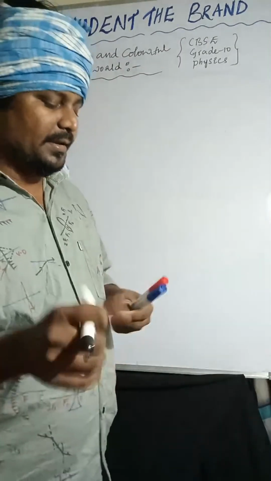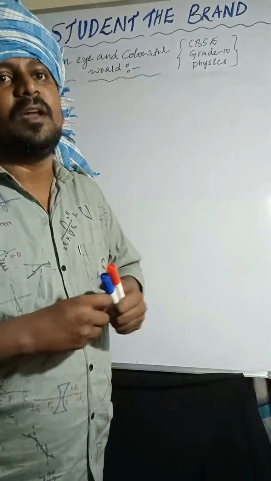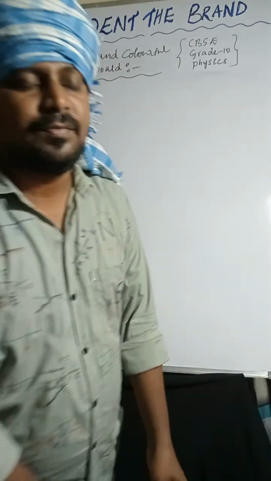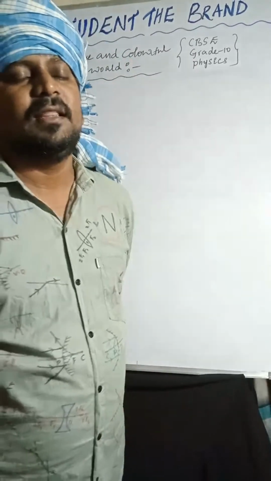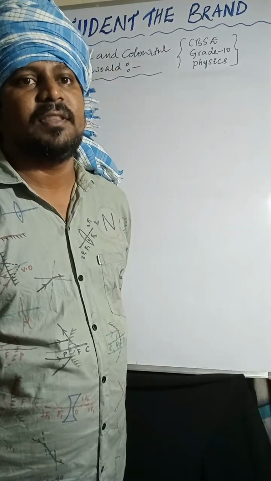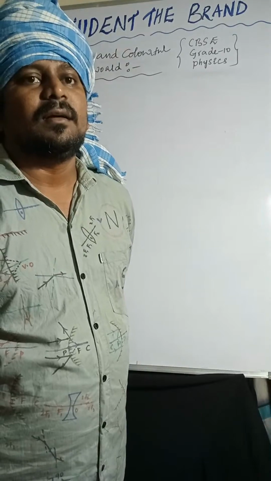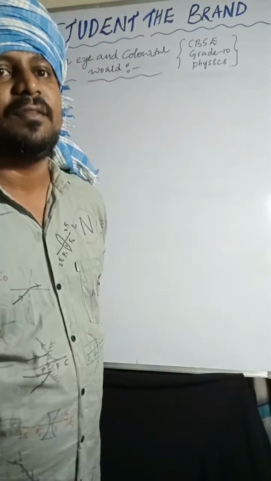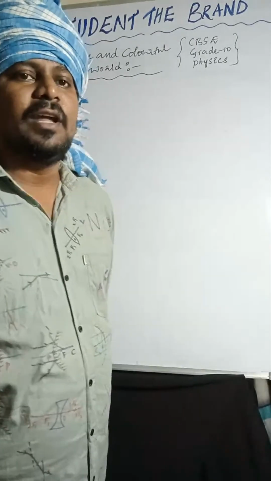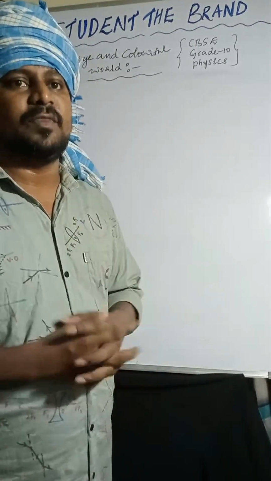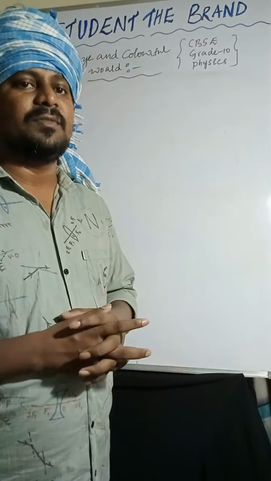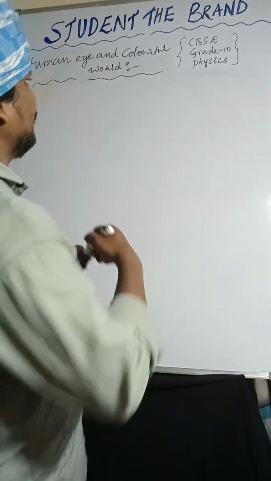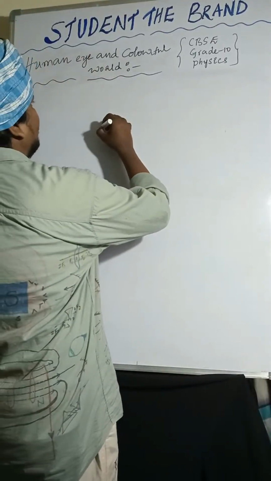The human eye is the most sensitive and sensible organ in our body. If you close your eyes, you can't see anything. Once you open your eyes, you can see everything. Because of the eyes only, we are able to see everything in front of us. Today we will discuss eye parts and function. Now I am drawing the eye diagram. Observe.